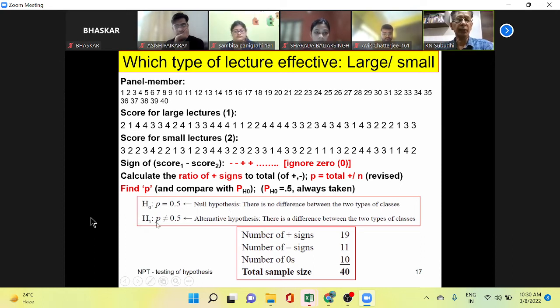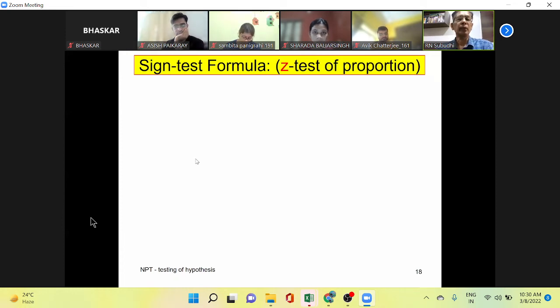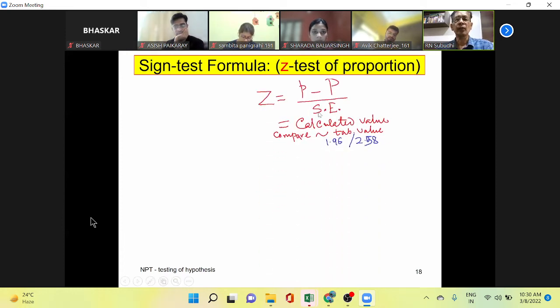So, the null hypothesis and alternate hypothesis are like this. Now please remember, the formula should be like this. Forget what is in Levin's book. I think this will be simple to remember. All of you write, the formula will be Z equals small p minus capital P, divided by standard error.